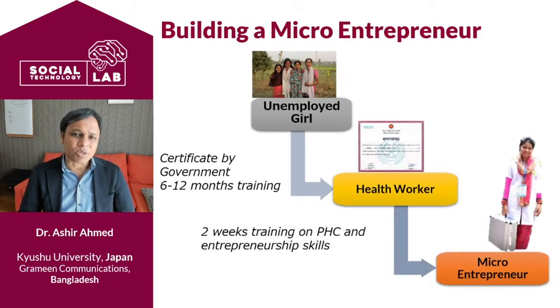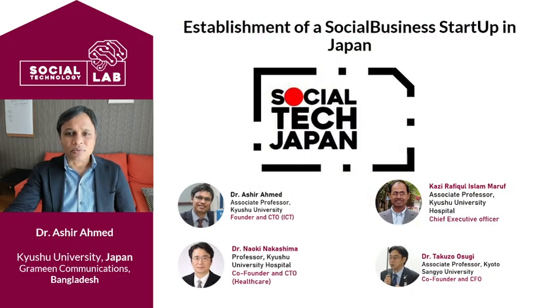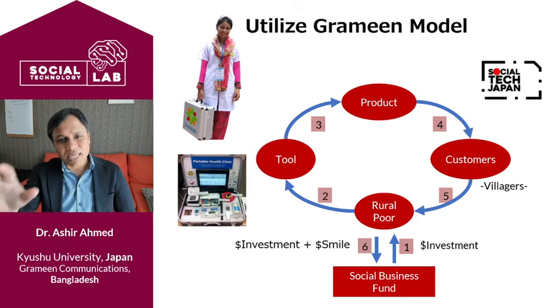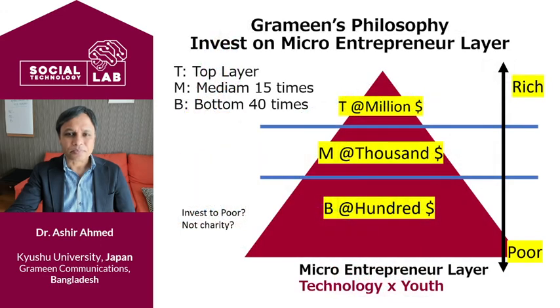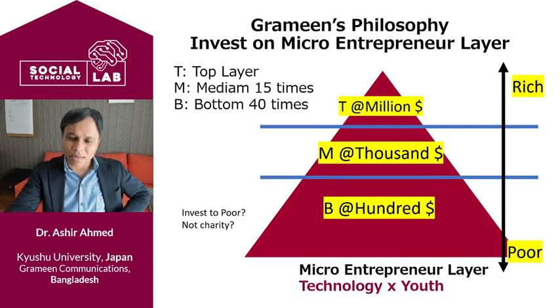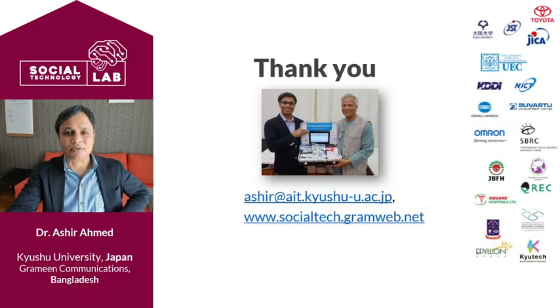So how can we create this micro entrepreneur? An unemployed girl in the rural area can receive a certificate from the government within 6 to 12 months. She becomes a healthcare worker, and with 2 weeks of training, she gains entrepreneurship skills and becomes a micro entrepreneur. So we developed a company, and we will use the same model so that only the tool can be changed and we can serve the community. And this is what we are looking at: bringing technology and giving young people the chance to use this technology, become entrepreneurs, and solve social issues.